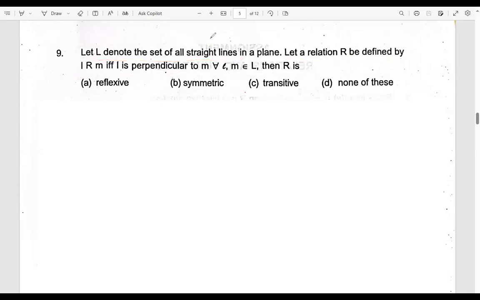Okay, right. So we know that if I make a line and then make another line over it, we'll say it's coinciding. It's not perpendicular. So considering a line L1, L1 is not perpendicular to L1, right? So this is not true. So clearly it is not reflexive.